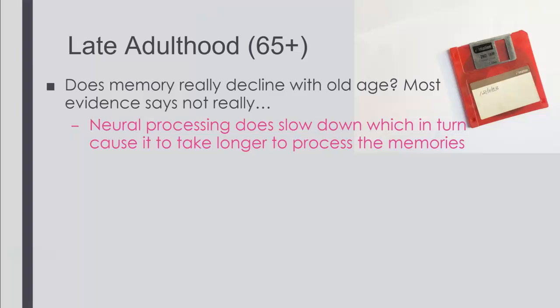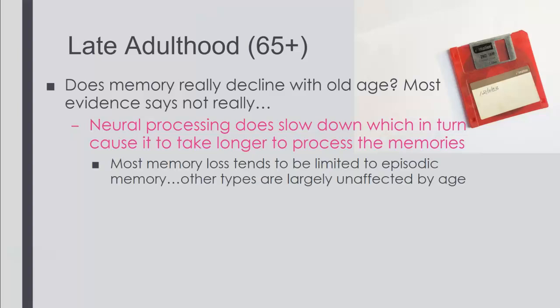Other changes that happen during late adulthood, neural processing slows down, which makes it longer to process and to recall memories.